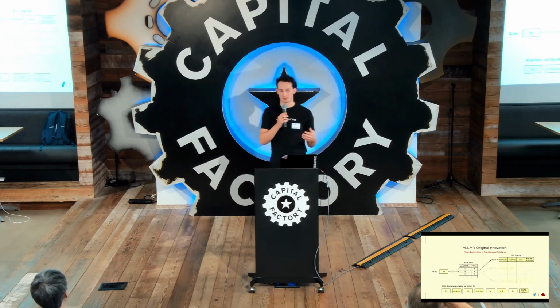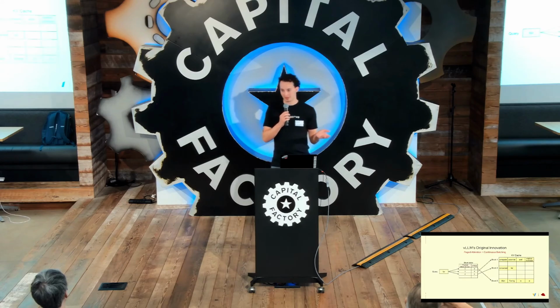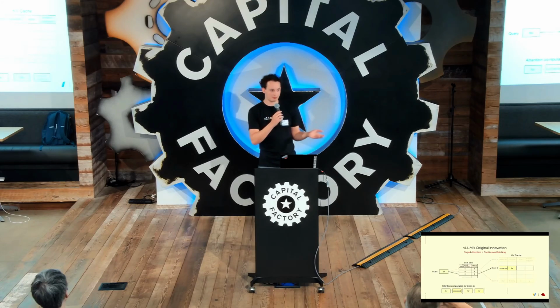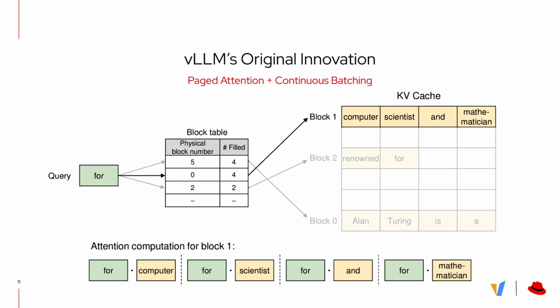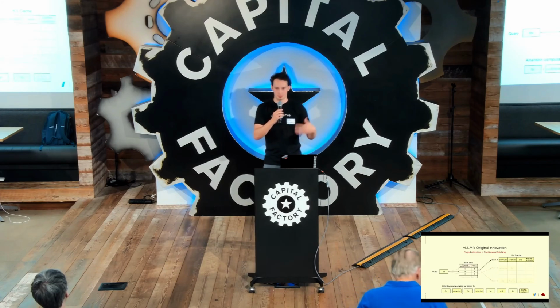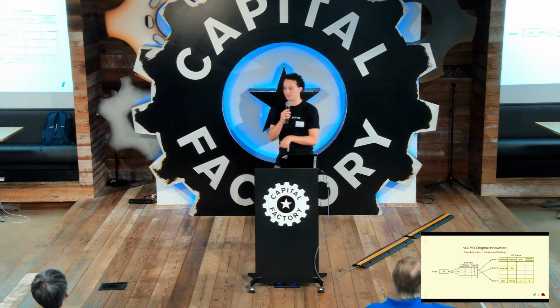So instead, we can take a page out of the Linux kernel book and implement paging, right? The original innovation that vLLM was started on was PagedAttention, where instead of allocating the KV cache as a contiguous block, you implement a layer in between called the block table. Logically, so virtually speaking, you have a contiguous block, but physically, these are blocks that can be allocated anywhere. And as you grow the KV cache, you can just keep adding blocks.